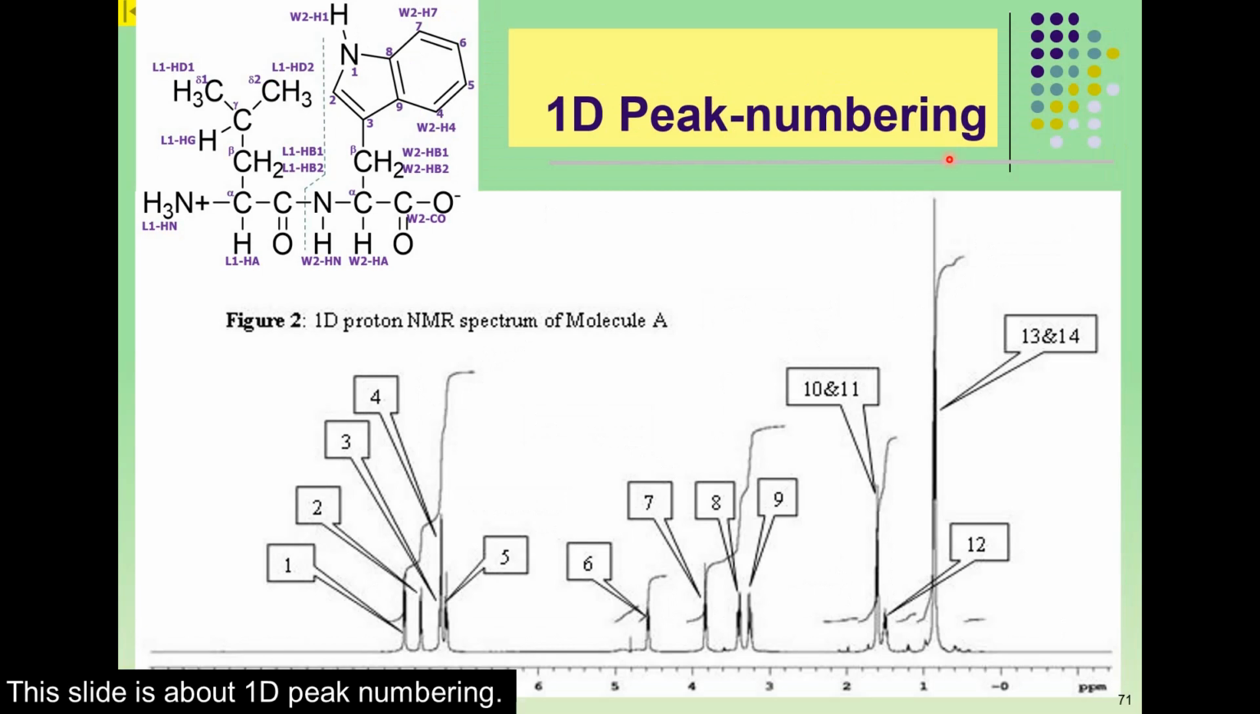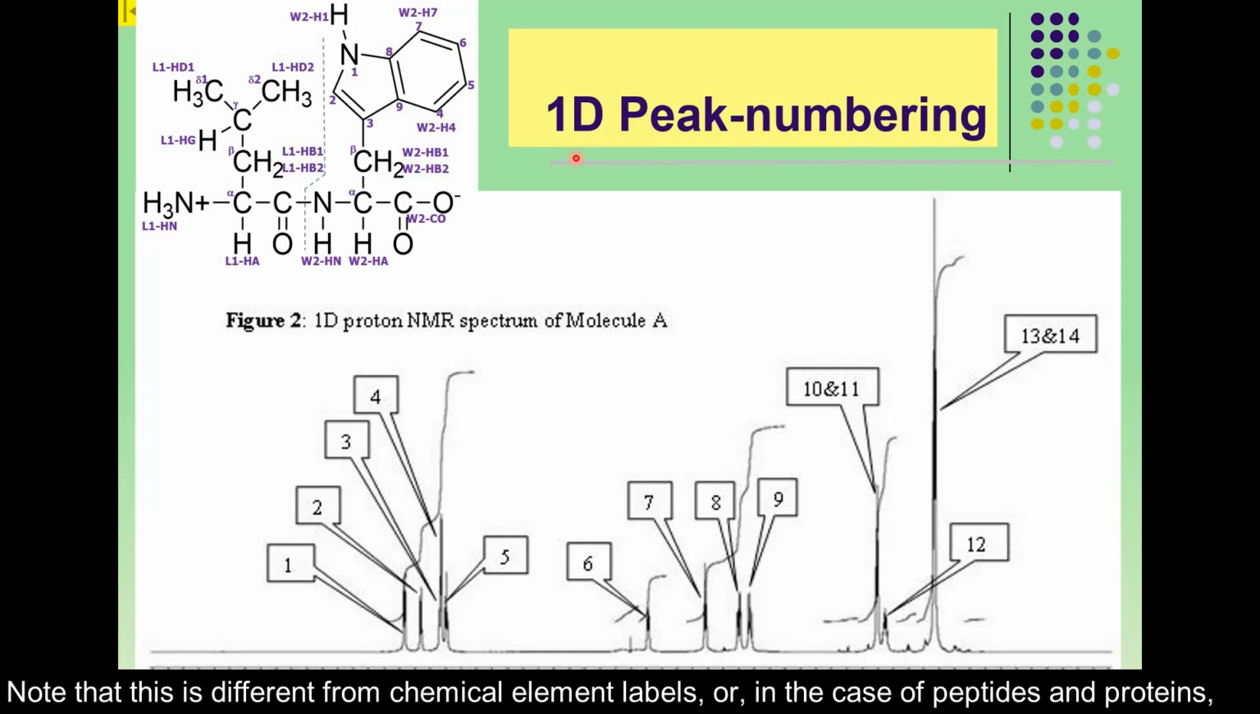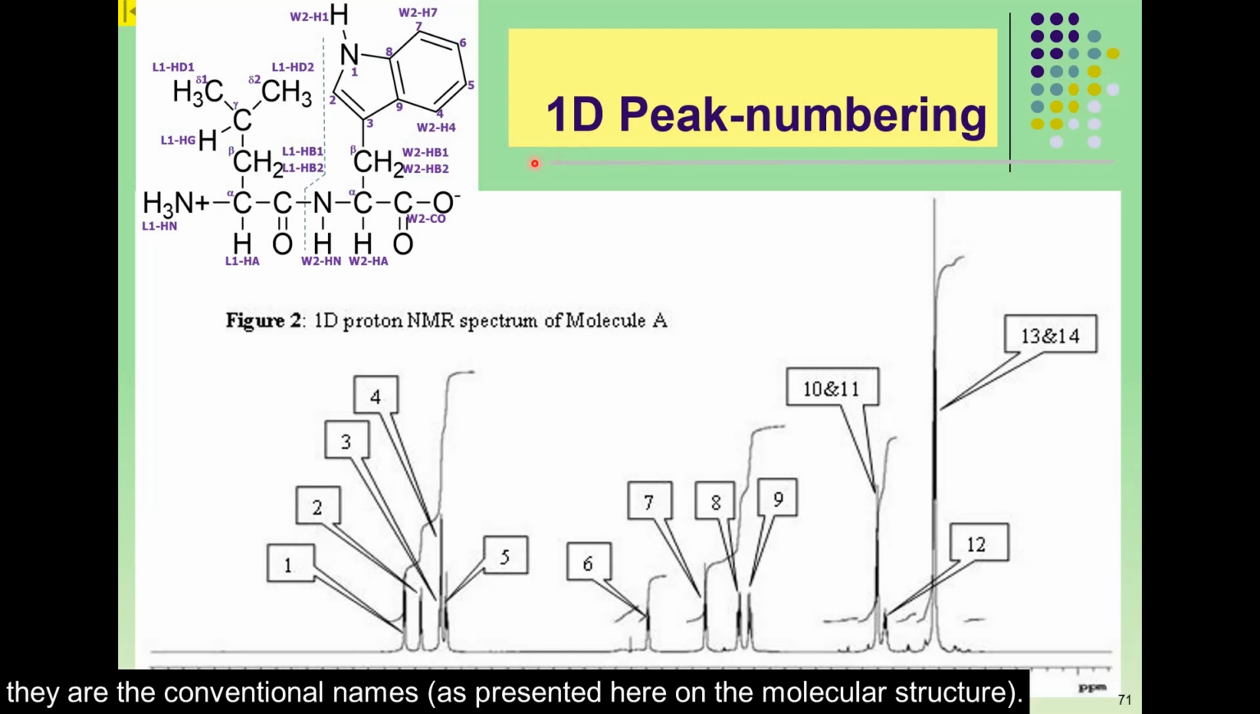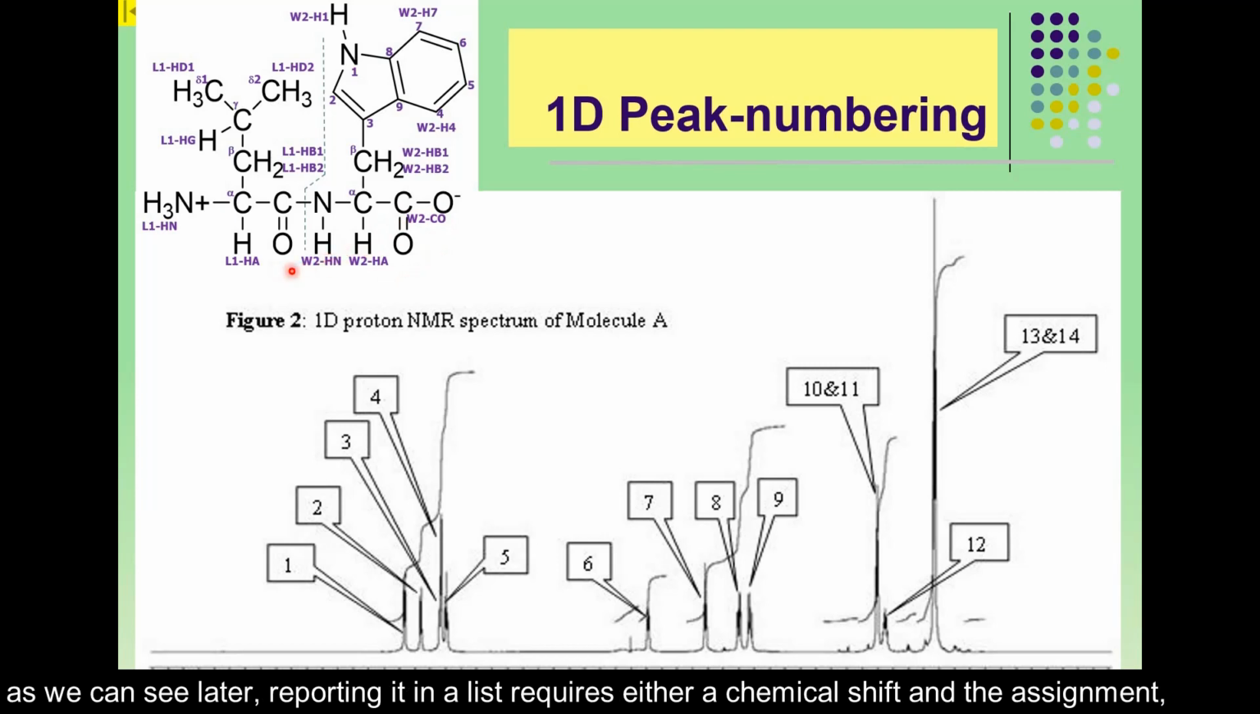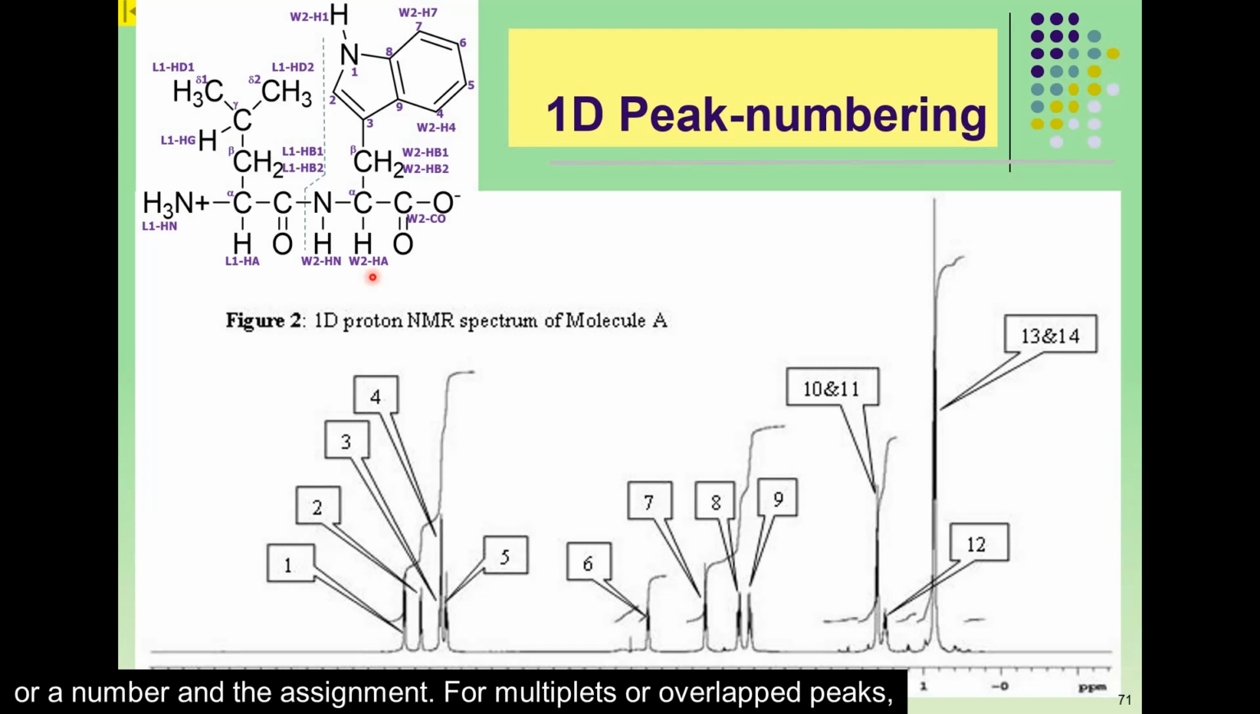This slide is about 1D peak numbering. Note that this is different from chemical element labels, or, in the case of peptides and proteins, they are the conventional names as presented here on the molecular structure. While you can easily write down an assignment with a conventional label in a spectrum, as we can see later, reporting it in a list requires either a chemical shift and the assignment, or a number and the assignment.